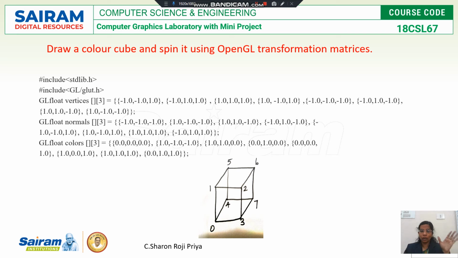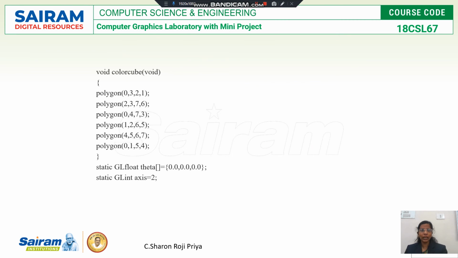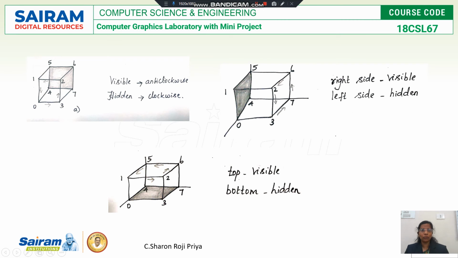So out of the 6 faces of your cube, 3 will be visible and 3 will be invisible. The visible faces I have to mark in anti-clockwise direction, and invisible or hidden faces I should mark in clockwise direction. So you can see here I am taking this front as visible.